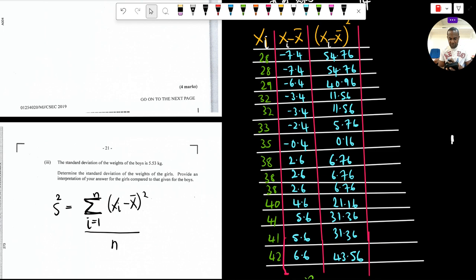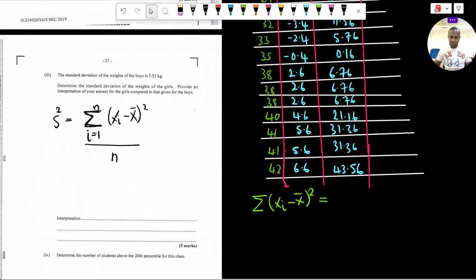All right, this was actually written as 11.56, so we have to be very careful. So 5.76 plus 11.56 plus 11.56 again, plus 40.96, right? 40.96 plus 54.76 plus 54.76. So this looks like 317.24. So the sum of xi minus x bar squared is equal to 317.24.